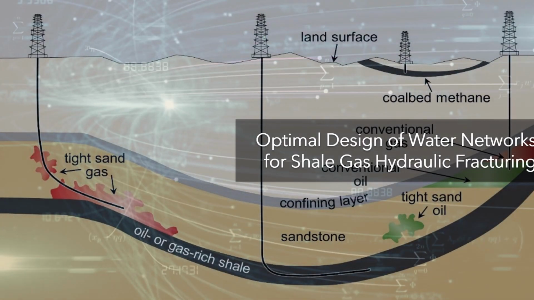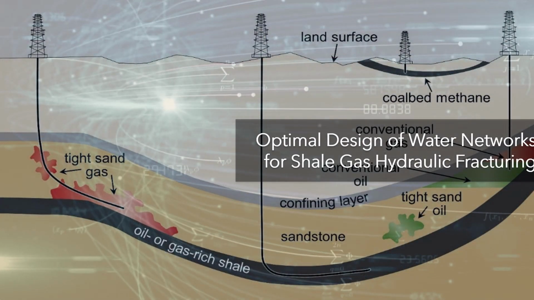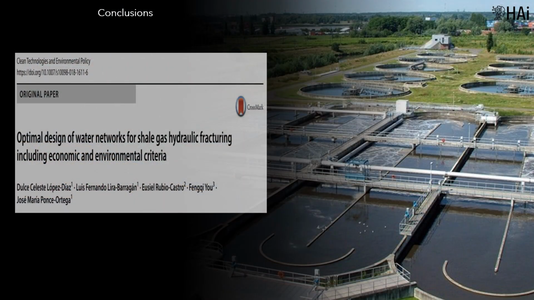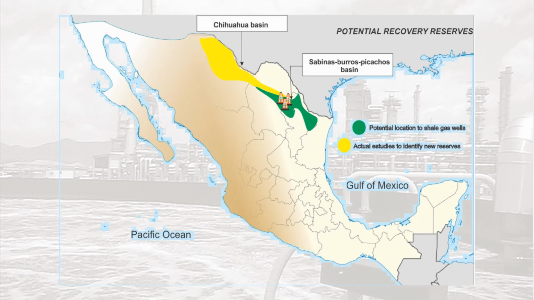Optimal design of water networks for shale gas hydraulic fracturing. This section is based on the document Optimal design of water networks for shale gas hydraulic fracturing including economic and environmental criteria. Location of the potential shale gas reserves according to studies by Pemex.